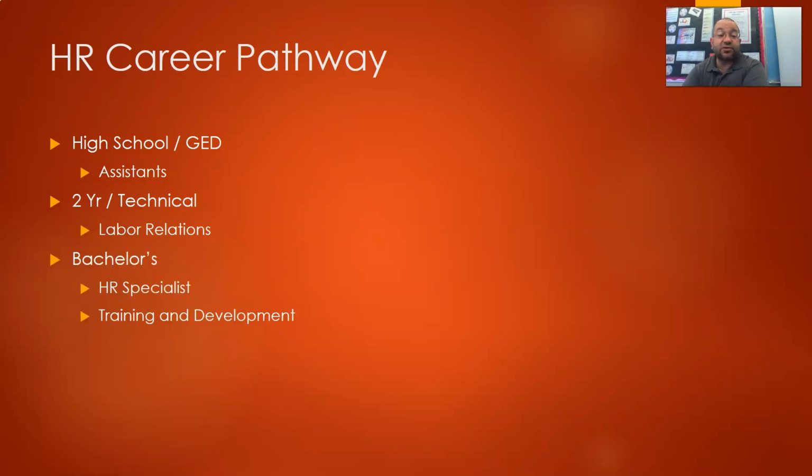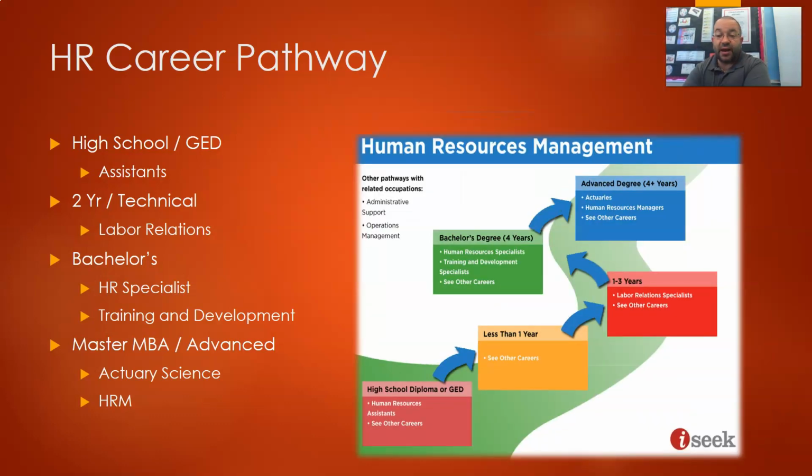With the bachelor's degree, you start really getting into the more higher responsibilities of the business. So you're working maybe as a specialist or in training and development, developing those things for human resources. If you have a master's, an MBA, or an advanced degree, you can get in actuarial sciences or even work as a human resource manager, all right? And you can see that chart there, all right? So again, human resource assistants, that's usually lower level responsibilities, but you're still helping people out. You're getting your foot in the door, okay? With the technical degree, you got labor relations and specialists.